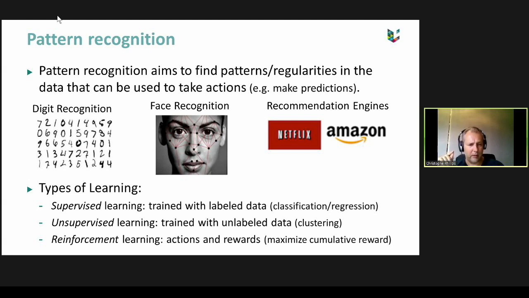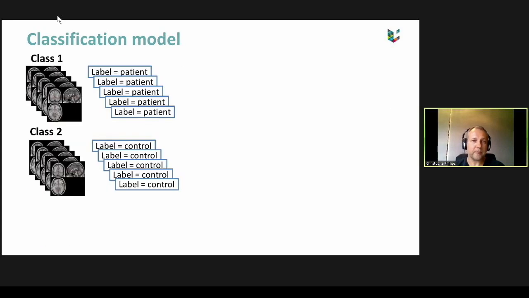The last one is not really used in machine learning. It's called reinforcement learning. That has more to do with robotics, where the aim is to maximize some cumulative reward over time. So it's really about taking actions when events occur. So it's not directly related to our field for today.